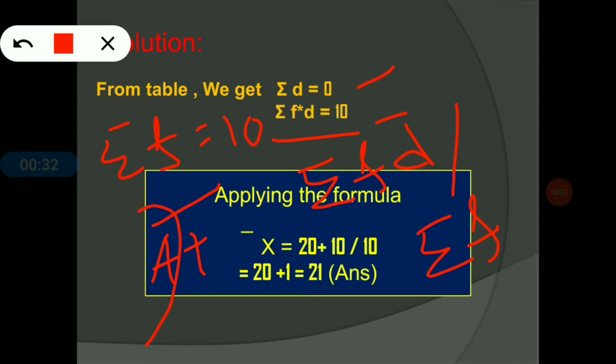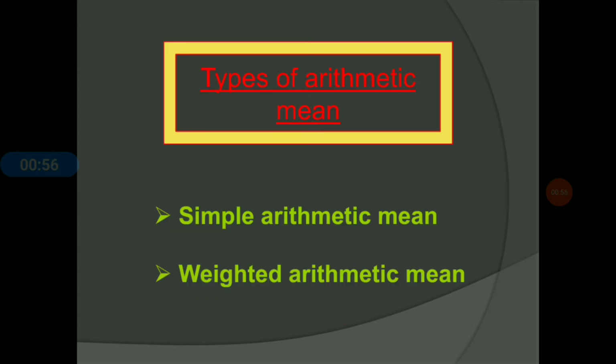So what is the value of a? That is 20. And what is the value of summation fd? That is equals to 10. So 10 and summation f is also 10. So 20 plus 10 by 10. 10 by 10 means 1. So that is equals to 21. So 21 is the answer of the arithmetic mean, and which is same as the previous one. Okay. So now going to the next slide. I think this is clear.